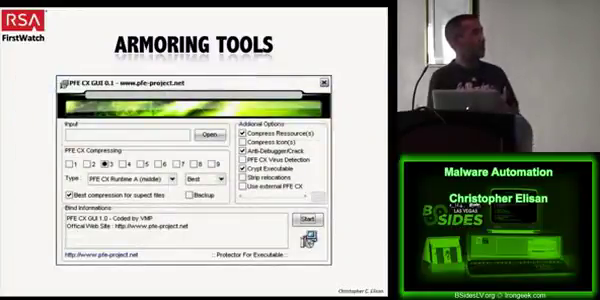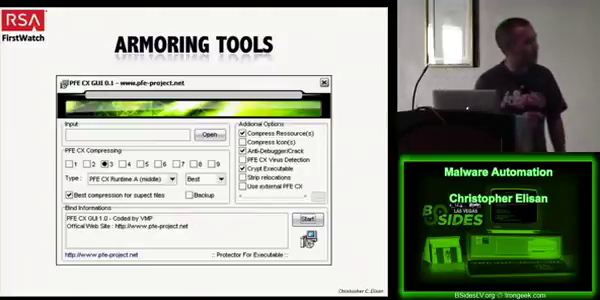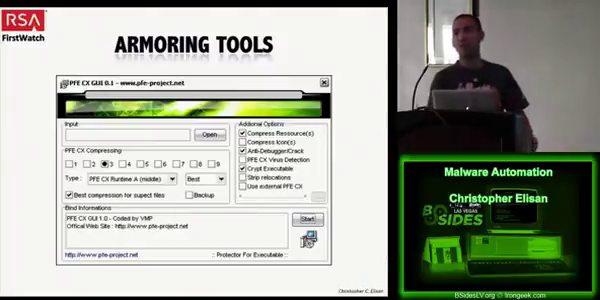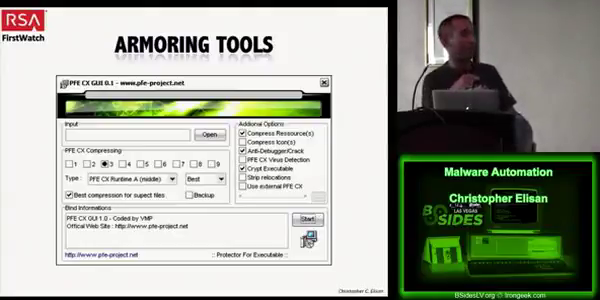The same thing here. This is a compressor, so it has additional options. It has anti-debugger, crack, and it can compress resources. So this one is much more expensive. Probably you could buy this for $50.